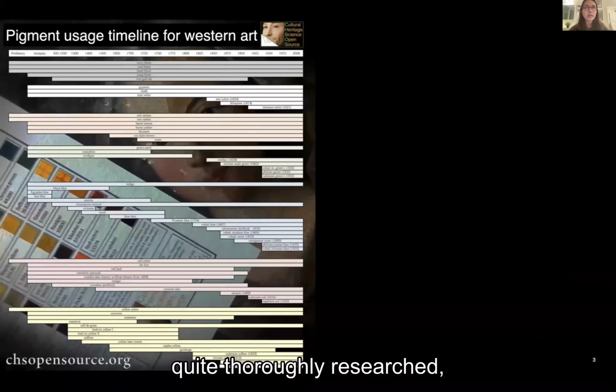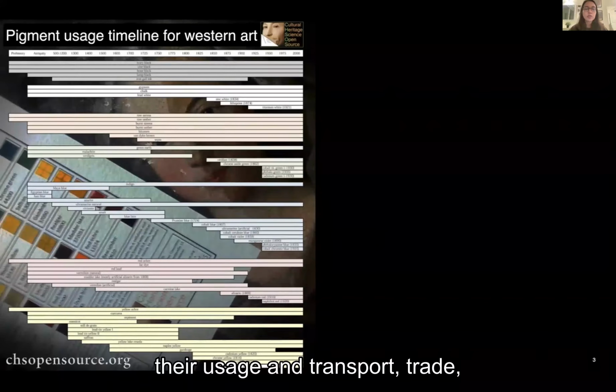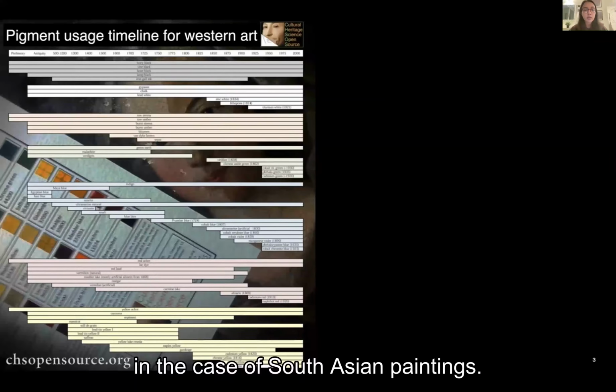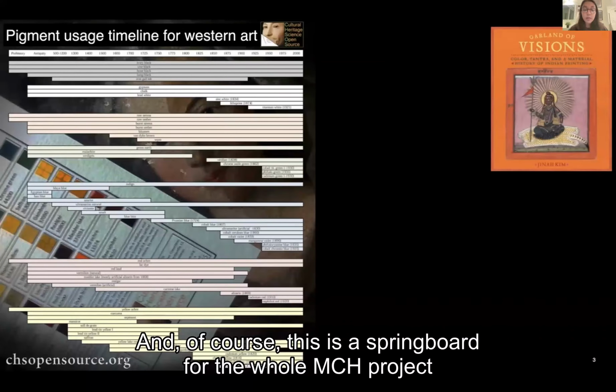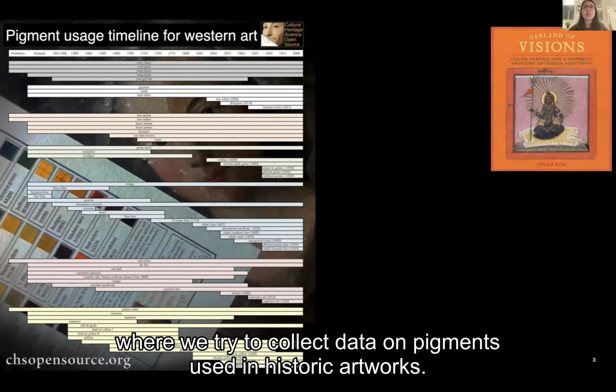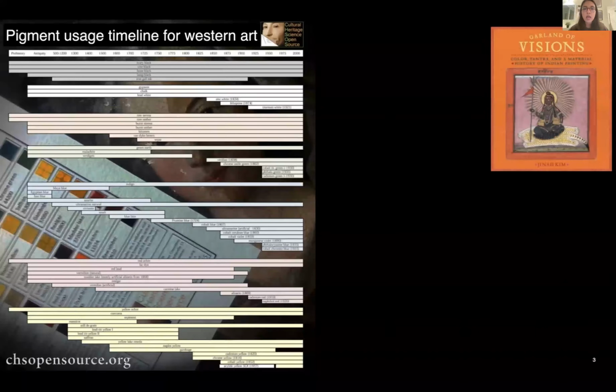Pigment history in Western art has been quite thoroughly researched, which has helped to understand their usage, transport, trade, and history in great detail. But unfortunately, that's not very extensively studied in the case of South Asian paintings. Professor Kim's book, Garland of Vision, explores this topic and, of course, is a springboard for the whole MCH project, where we try to collect data on pigments used in historic artworks.